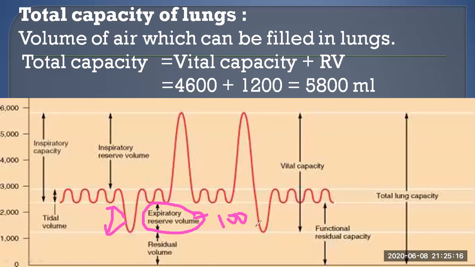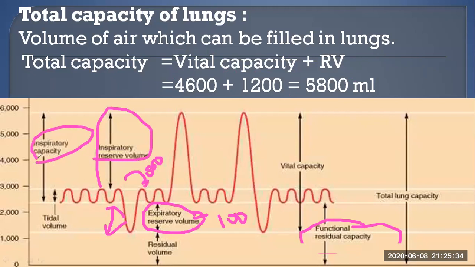And one more, functional residual capacity. FRC we will see later, and inspiratory reserve volume. The inspiratory reserve volume's value is 3000 ml. Now they have given the inspiratory capacity, the combination of tidal volume plus inspiratory reserve volume. And here is the vital capacity, in which you combine everything: the expiratory reserve volume and tidal volume, and then the inspiratory reserve volume, then you will get the vital capacity.